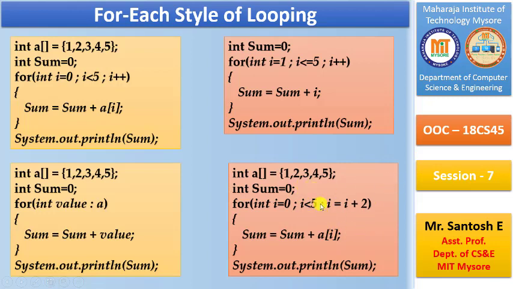In this case, you cannot think of the for each style of looping, because the for each loop will automatically increment to the second element. It will never jump. It is not going to jump. It will start from the first element and reach the last element. This is the second scenario where you cannot use the for each style of looping. Clearly understand where we can use it and where we are not supposed to use it.